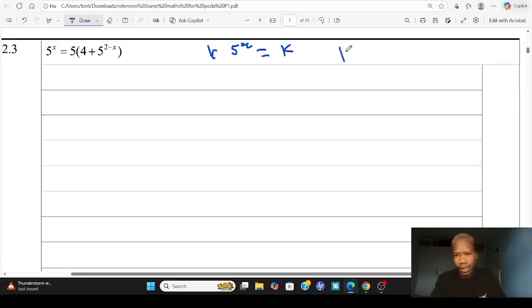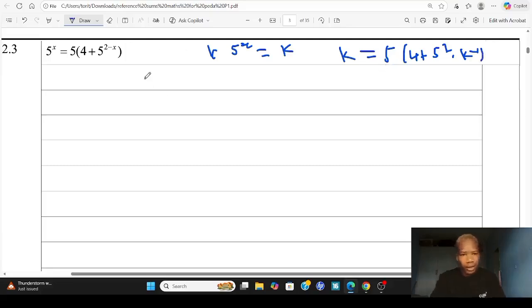So we say k is equal to 5 multiplied by (4 plus 5 to the power 2 multiplied by negative k to the power minus 1), right?